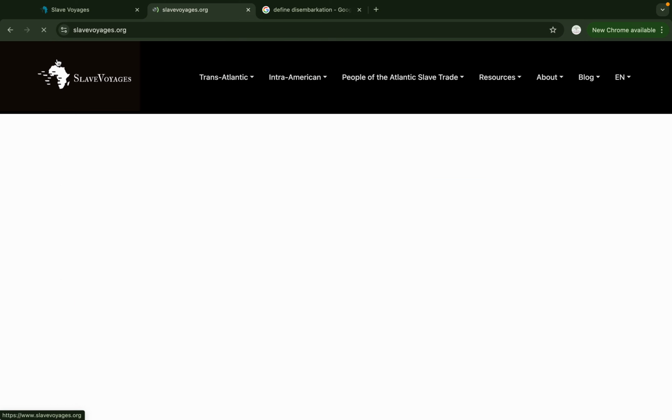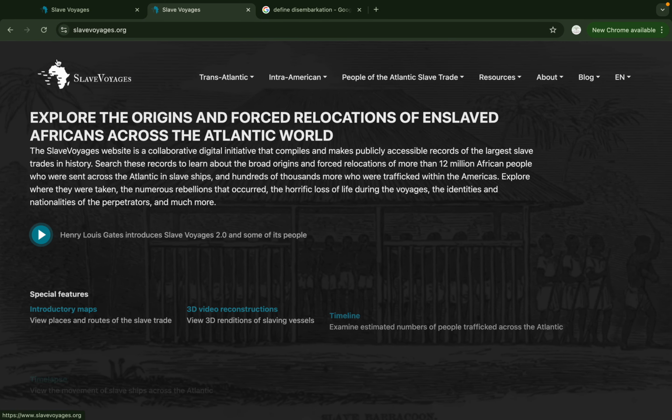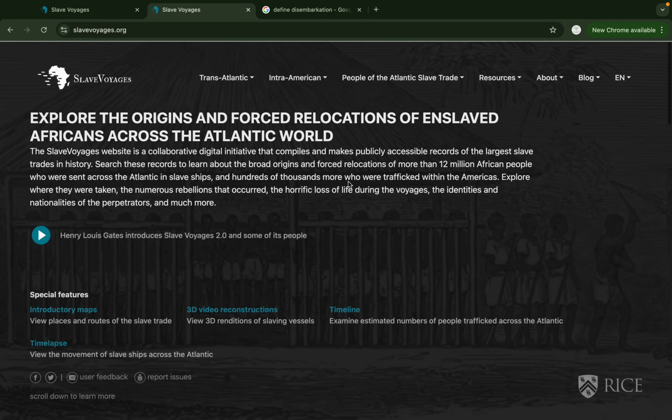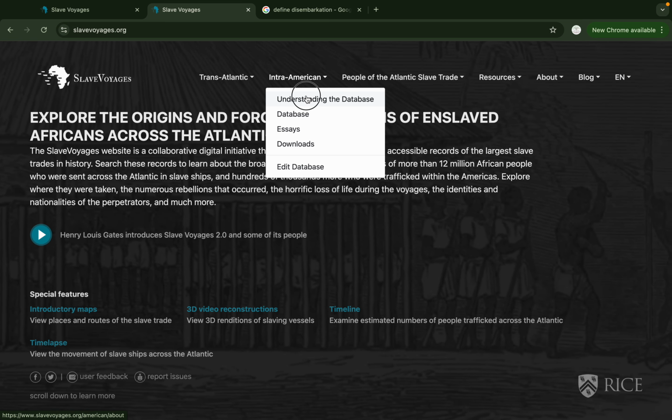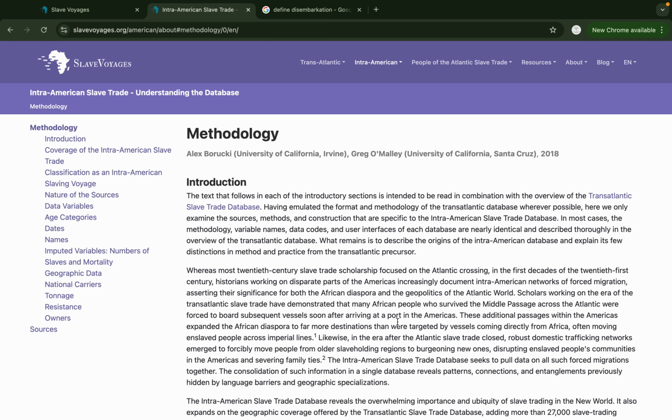All right, so that's us kind of exploring what it looks like here. Again, we have the intra-American slave trade here, which we will talk about at a later date.